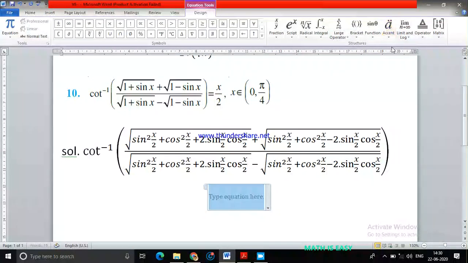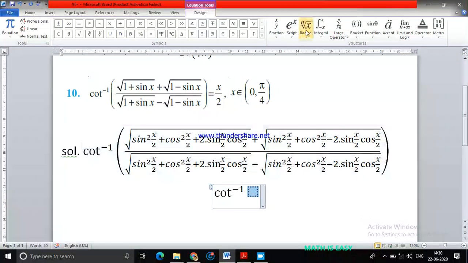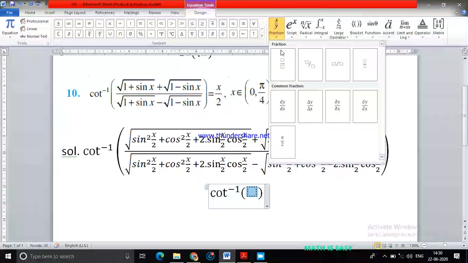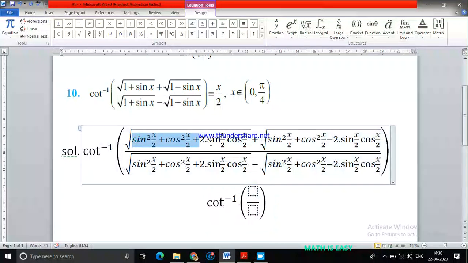This cot inverse will remain as it is. Outer bracket will remain as it is. And let me see what happens in the numerator and the denominator. If you look at this term, this is nothing but a square plus b square plus 2ab. A square plus b square plus 2ab is nothing but a plus b whole square. So under root a plus b whole square is just a plus b.